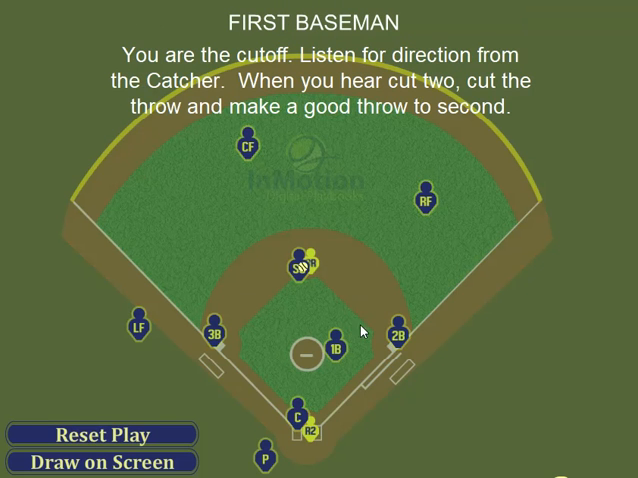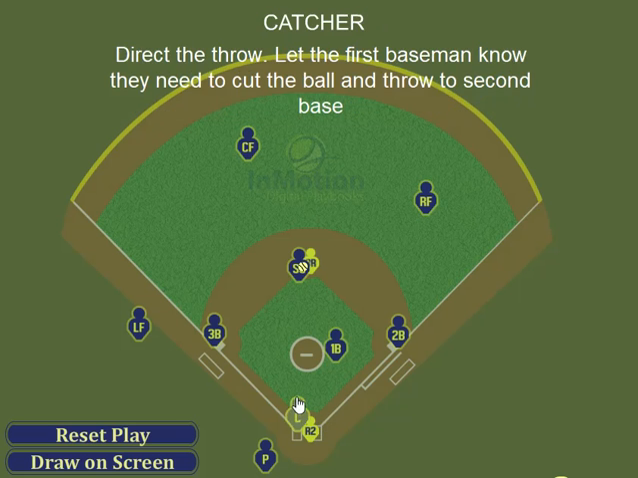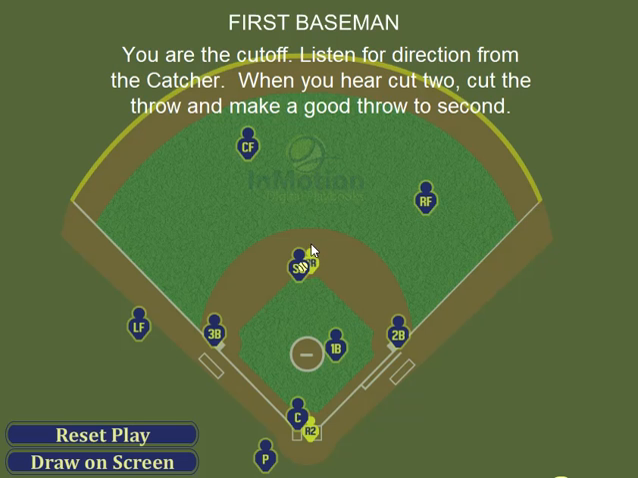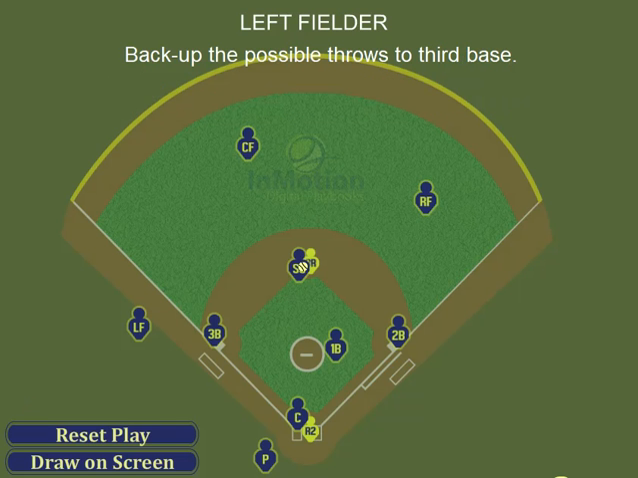There you saw one where the catcher yelled cut two. They weren't going to make this play. They have a chance here. First base is listening for the directions from the catcher. Catcher yells cut two. As the ball comes in, first base fields and fires into second to attempt to get that runner out.